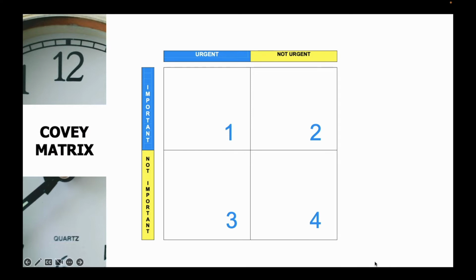So quadrant 1 activities are all those activities that are urgent and important. And typically, they are things like crises, pressing deadlines, problems, all that sort of stuff, all the bushfires that pop up in our business, and all the things that are urgent and we must do, right, because they're urgent and important.